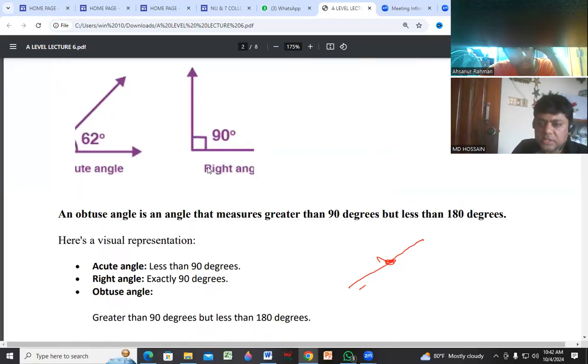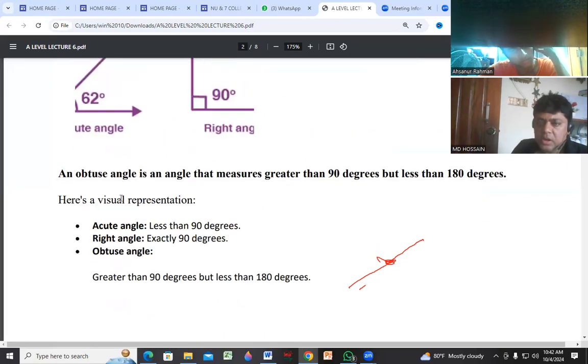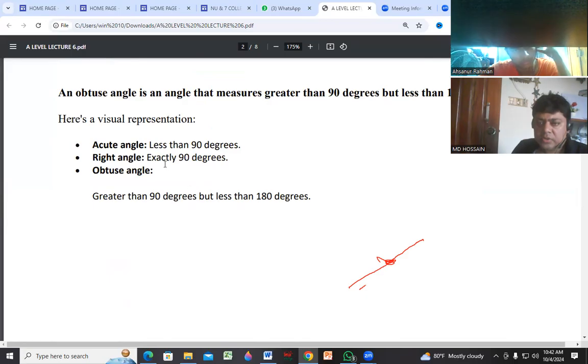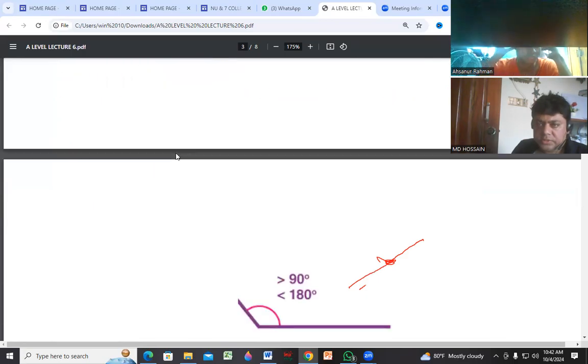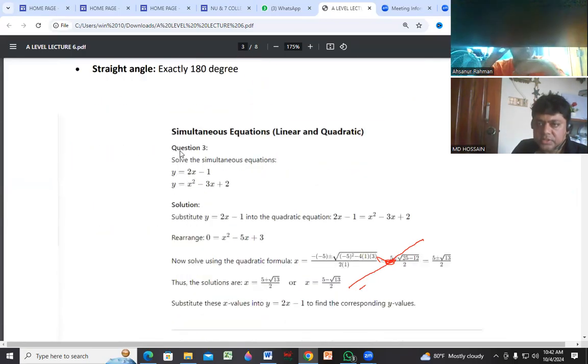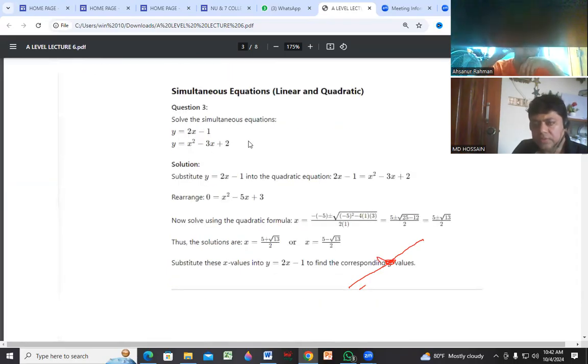So these are the pictures, and then we will have this one. I'm not going into the description or definition, and straightly, okay, now from this point.